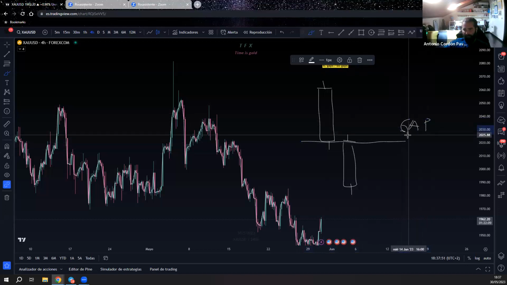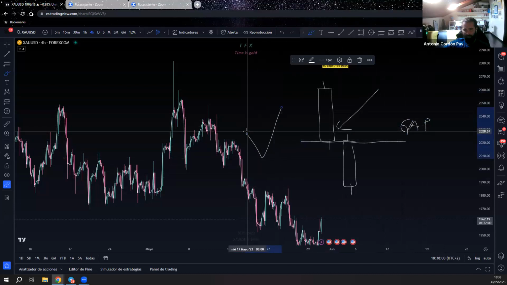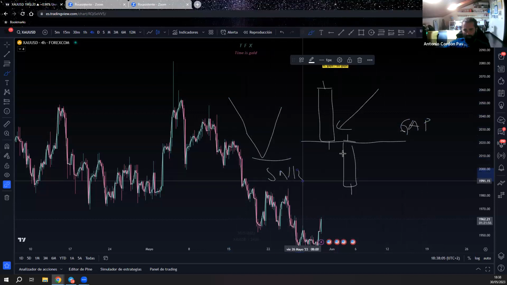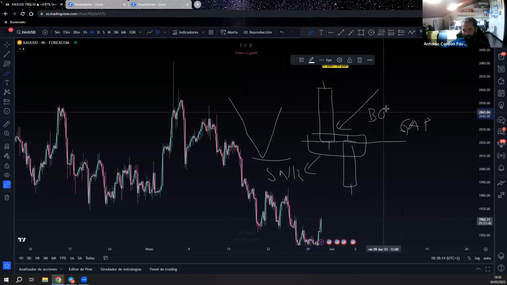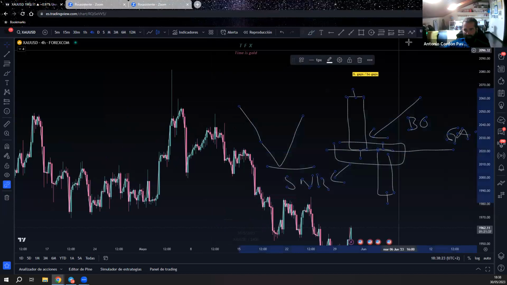I try to find if this gap makes a breakout structure right here, for example. We have this SNR level, and this gap makes the break of this SNR. So we have a breakout gap, because it's possible that the gap doesn't break anything. Then we have a regular gap.